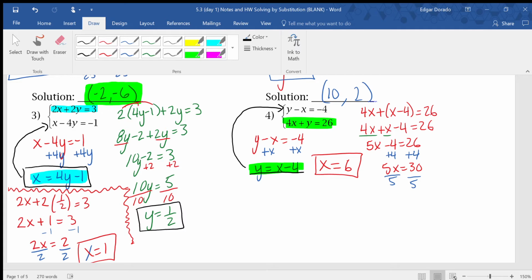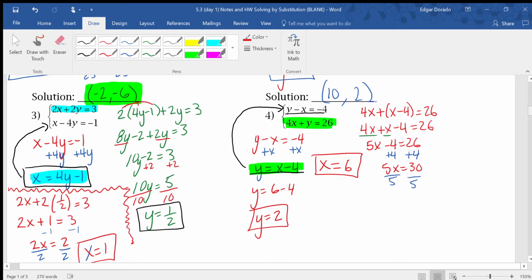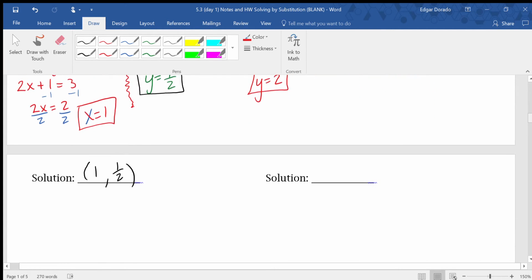But again, it doesn't matter. You can actually go ahead and substitute it in here and we'll get the same thing. Okay, so let's go ahead and use one of those. So I'm just going to use this one right here. So this is y equals, now instead of an x, I'm going to put a 6 minus 4. So we get y equals 2. So what's my final answer? Well, my x was 6, my y was 2. So my final answer is 6, comma 2.